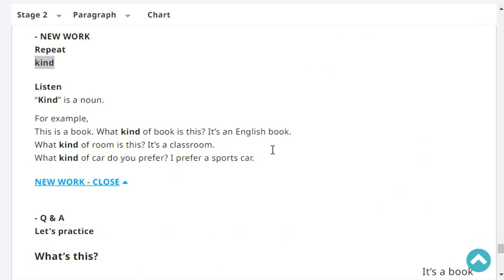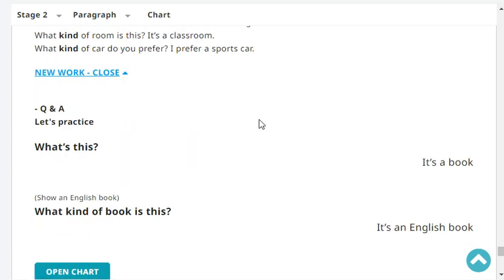Okay, listen. Kind is a noun. For example, this is a book. What kind of book is this? It's an English book. What kind of room is this? It's a classroom. What kind of car do you prefer? I prefer a sports car.